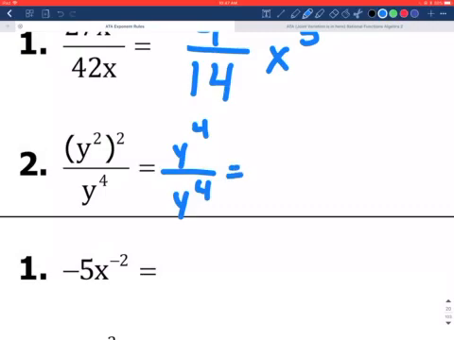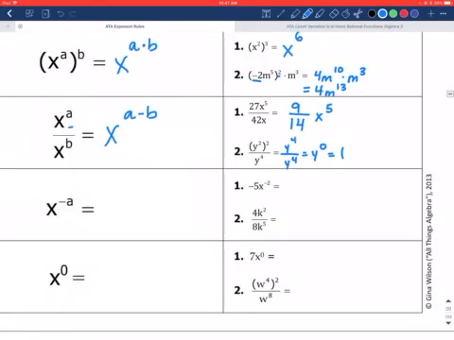But here's why. So you will have y to the 4 minus 4, which will be y to the 0 power. So this is why everything over itself is 1, because it's being raised to the 0 power, and anything to the 0 power is 1.